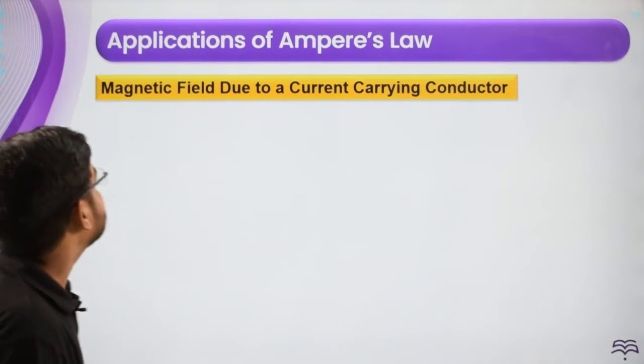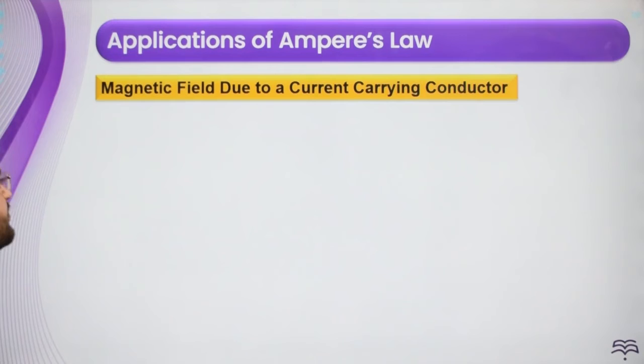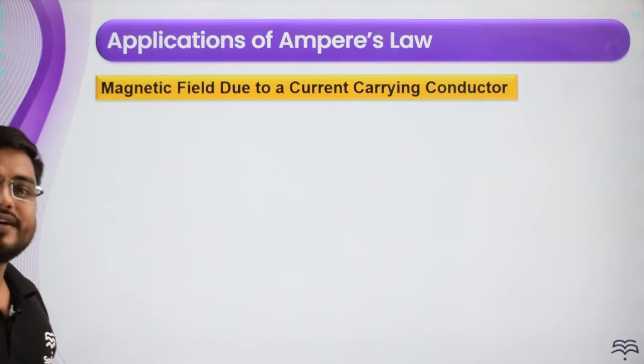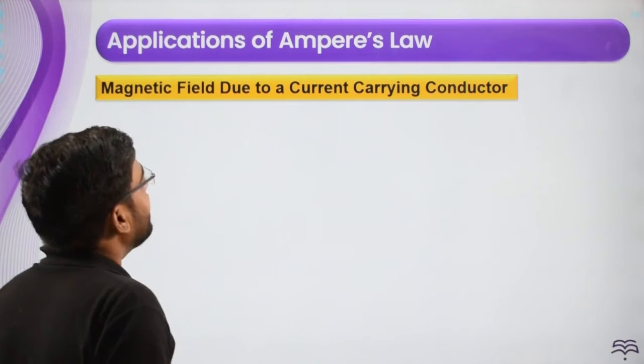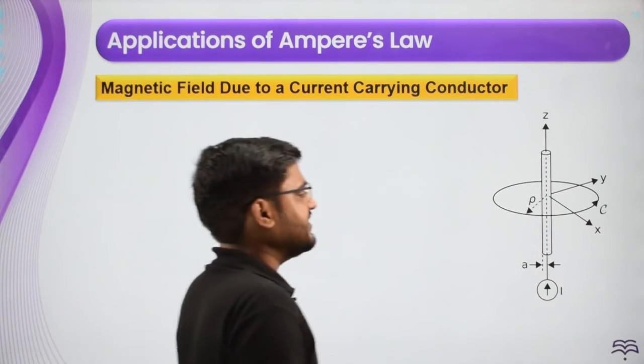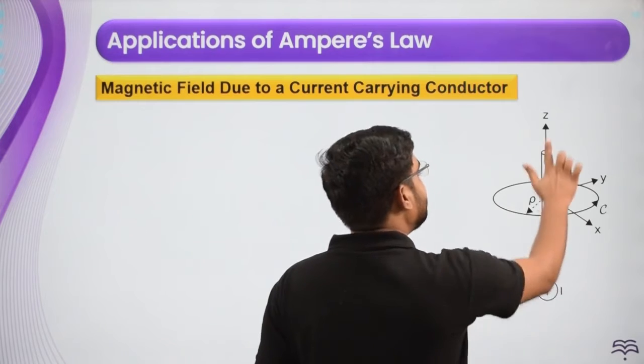So next, this is the third application of Ampere's law. Here we are going to derive an expression for magnetic field due to a current carrying conductor using Ampere's loop law. Now this is a current carrying conductor, with current in this direction.